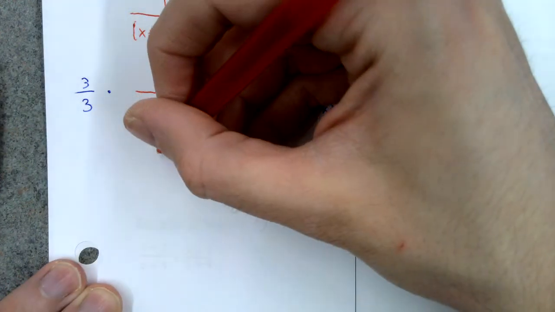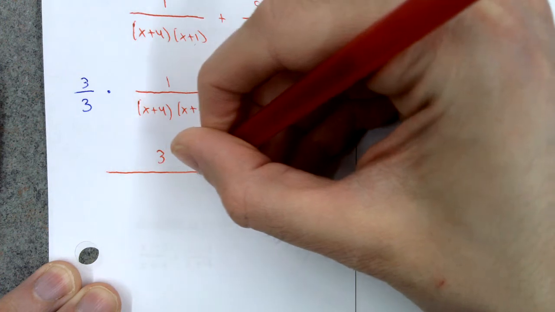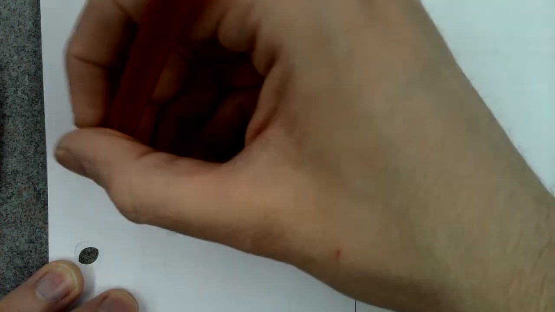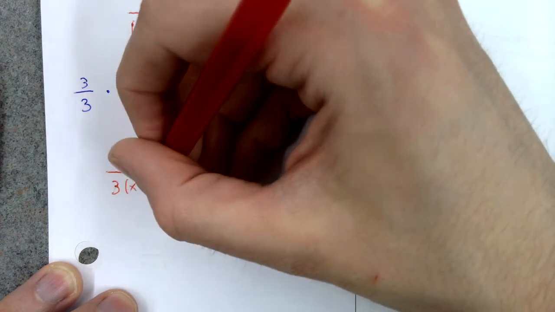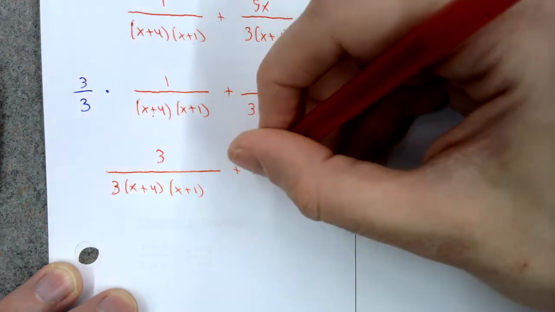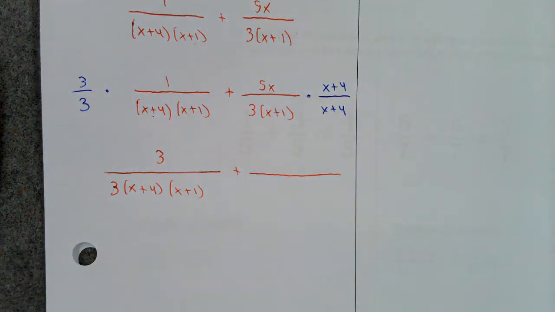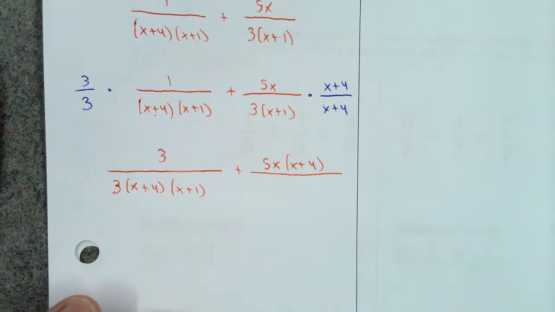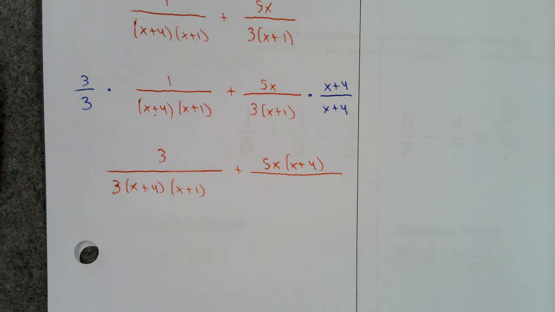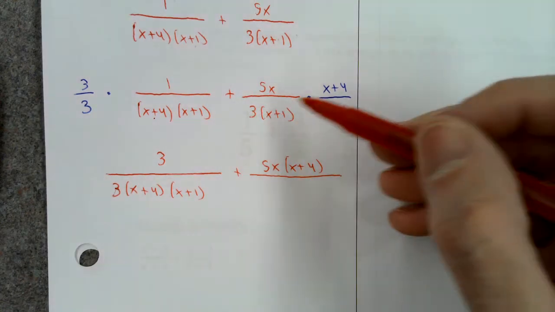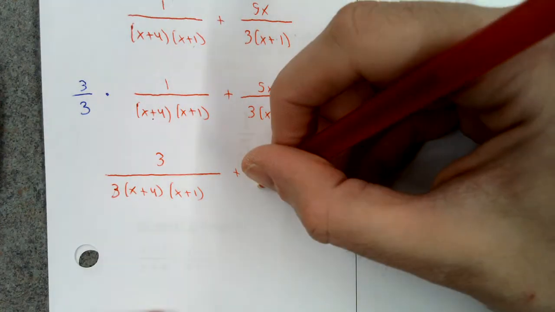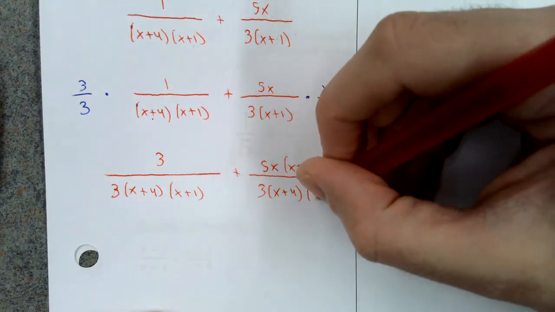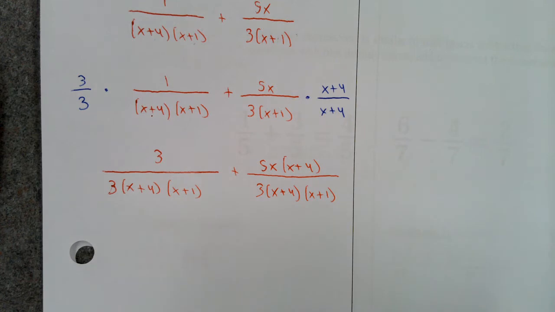So that gives me 3 over 3 times x plus 4 times x plus 1, plus my numerator is going to be 5x times x plus 4, which we'll take care of in a minute. My denominator is going to be exactly the same as this denominator, because look, 3 times x plus 4 times x plus 1. See, because of what I did above in blue, now I have the common denominators that I need.